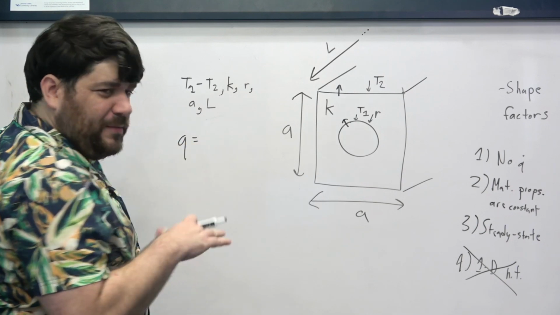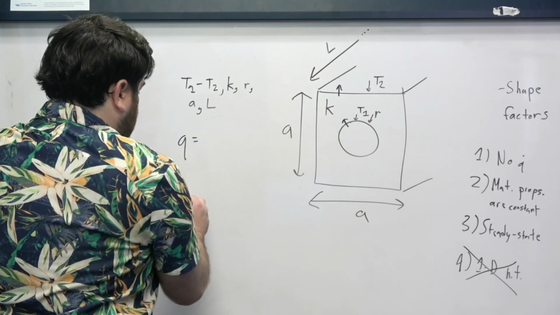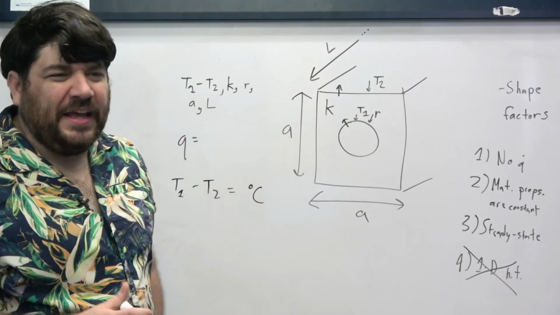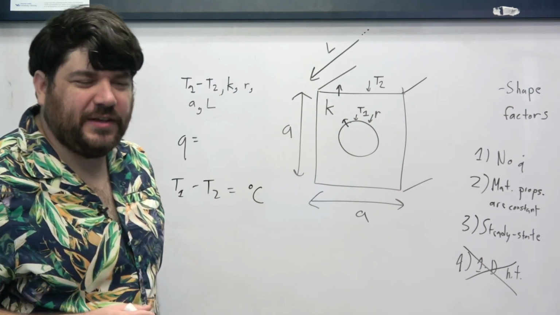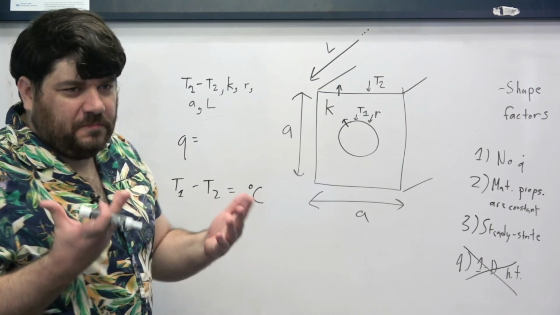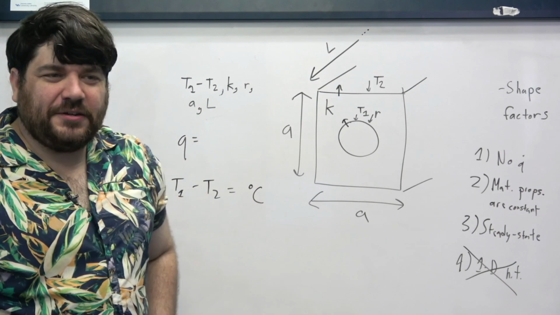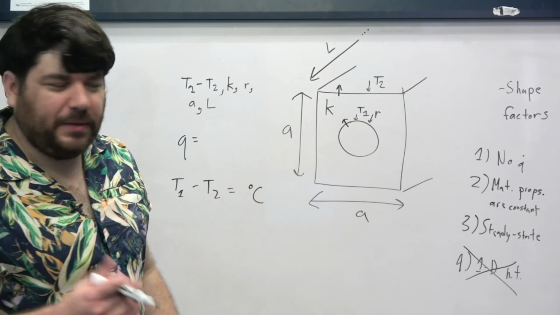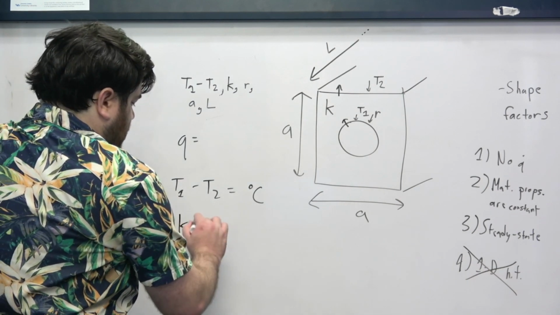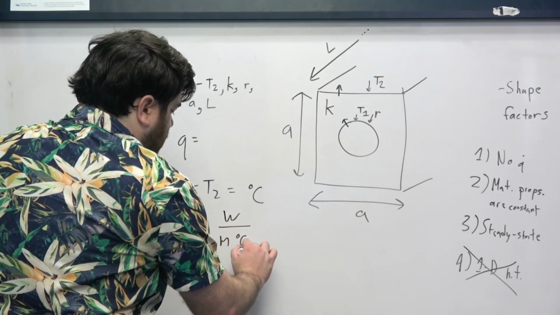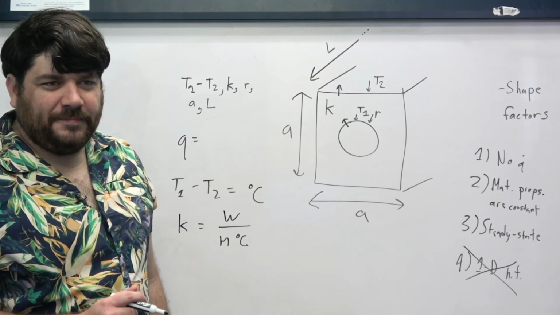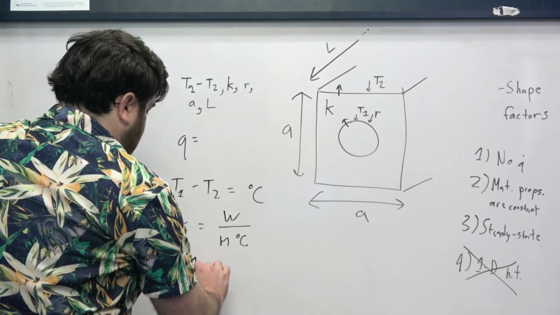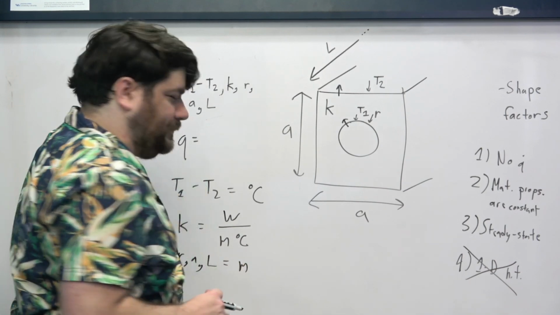So Q, we had already mentioned, had units of watts. T1 minus T2 has units of temperature, technically temperature difference. The distinction is not super relevant here. And so from the perspective of just being consistent, we're just going to pick to represent this temperature difference using Celsius. Okay? So that's the units of a temperature difference. The units of K is watts per meter degree Celsius, just like we had derived before. And then the units of R and A and L are just meters. Okay?